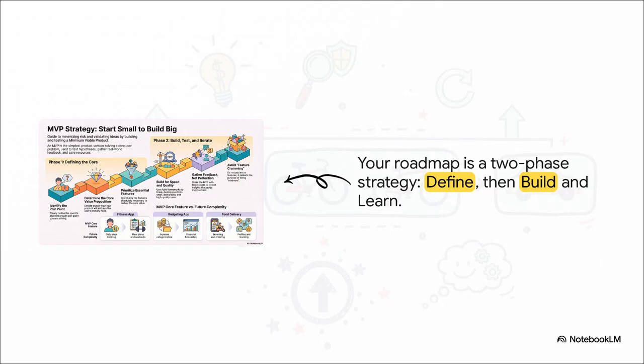This infographic here lays out the whole journey perfectly. See how it's a clear two-phase strategy? Over on the left, it all starts with phase 1, defining the core. Only after that's locked in do you move to the build and learn cycle you see on the right. So let's jump into phase 1.